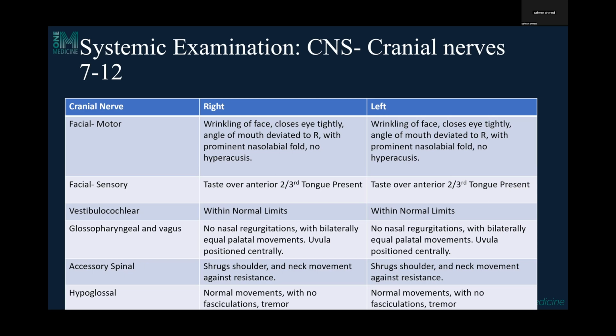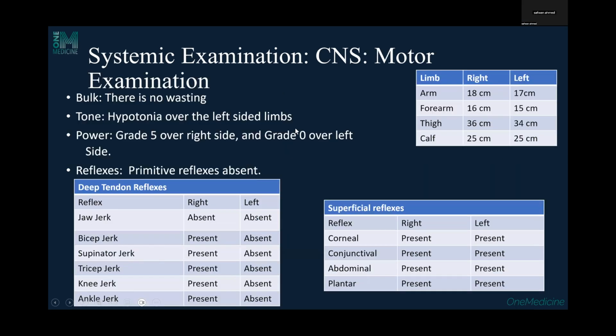Continue. Yes, sir. On facial nerve examination, there was no wrinkling of the face. The patient closed her eye tightly, and the angle of the mouth is deviated to the right. No, continue. Next. Yes, sir. On motor examination, sir, there is no wasting.